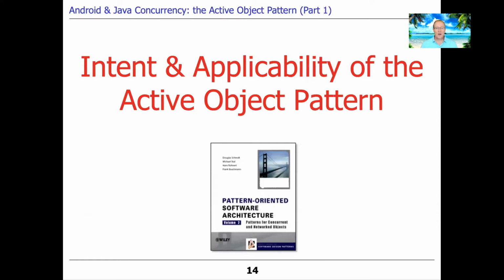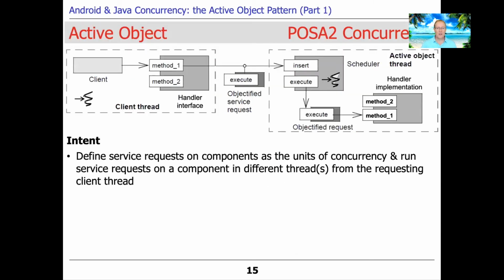So now let's go ahead and talk about the intent and the applicability of this pattern as described in the POSA 2 book. So the intent of this pattern is to define service requests on components or on objects and make these service requests the units of concurrency. So that's what we're doing. We're sending requests that will be running concurrently.